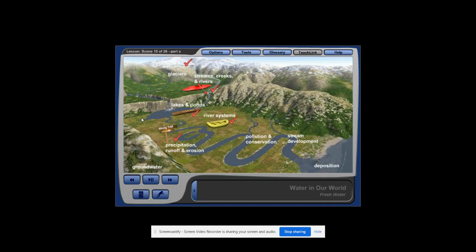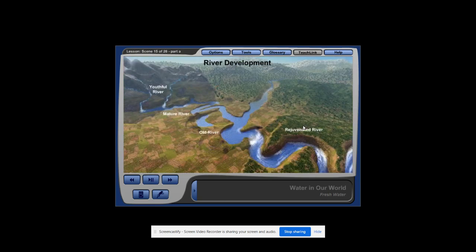Now that you have learned about the different sources of fresh water, let's return to streams and rivers so that you can learn how they develop over time. To learn about the stages of river development, climb aboard the riverboat by clicking on it. Rivers change the way they flow and pass through different stages as they age. Some rivers develop through the stages quickly, while others take a very long time to change.